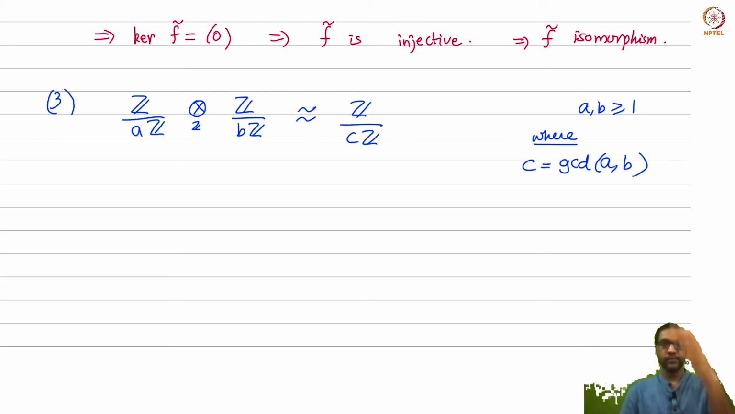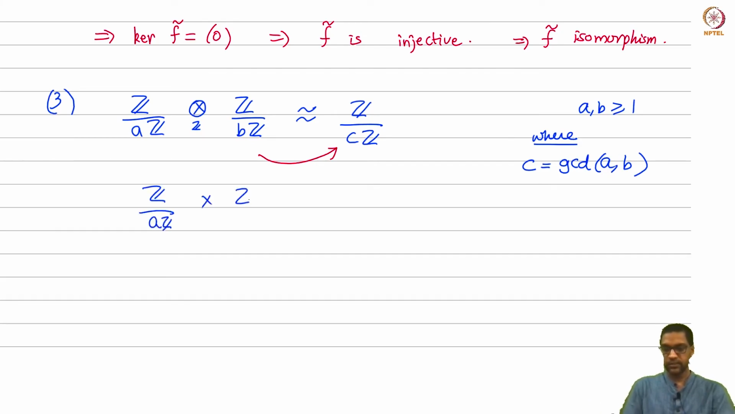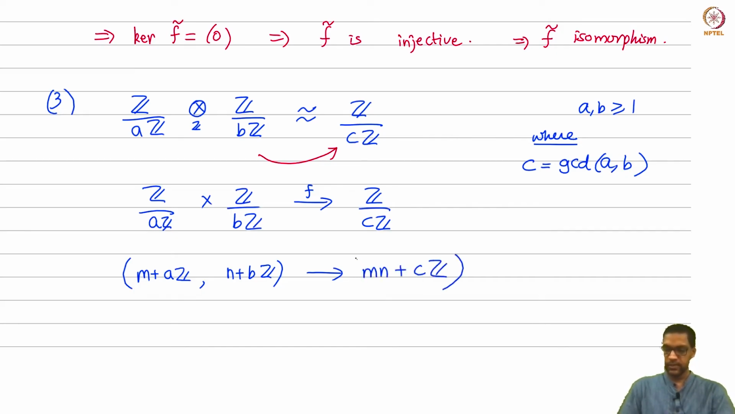So again our strategy is going to be the same. We will try and use the universal property to construct a map from the tensor product to this other module, and then we will show that that map is actually an isomorphism. Okay, so let's do this quickly. So from Z mod aZ cross Z mod bZ, so I need to start with the bilinear map. Start with a map f. What should we do? Well, let's take any two elements. So what's a typical element look like? m plus aZ coset, n plus bZ. And what can we do to this? Well, let's just map it to mn plus cZ. So I'm defining a map like this.